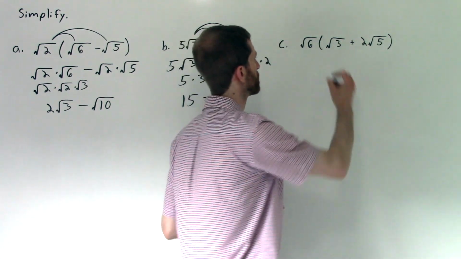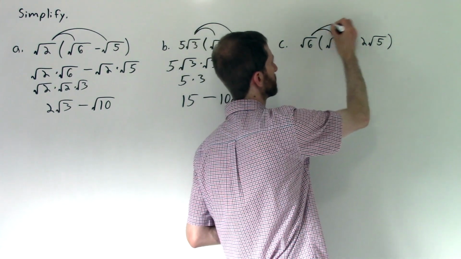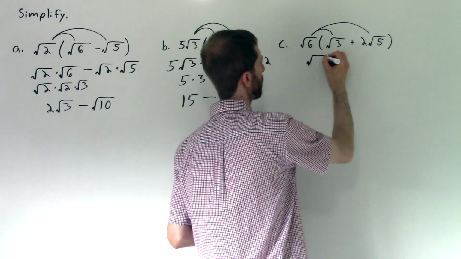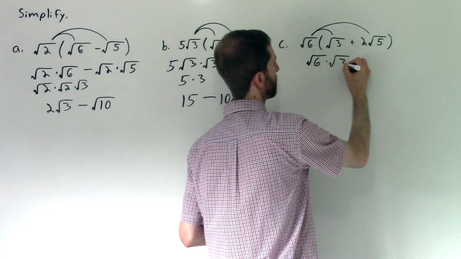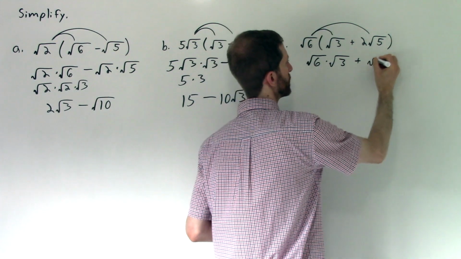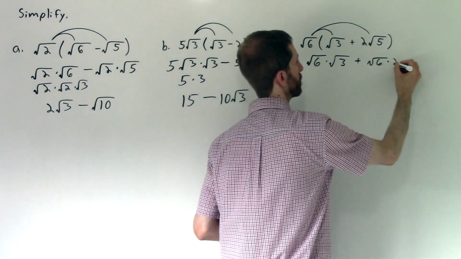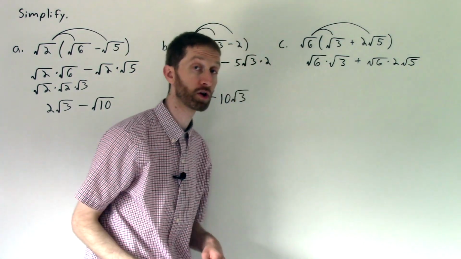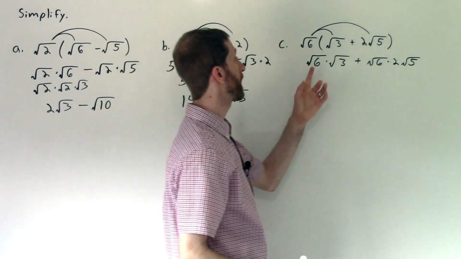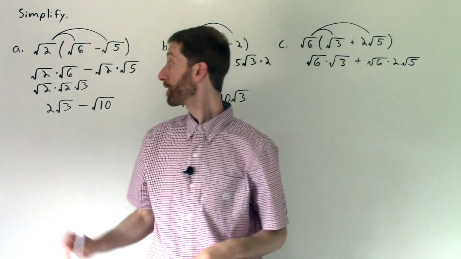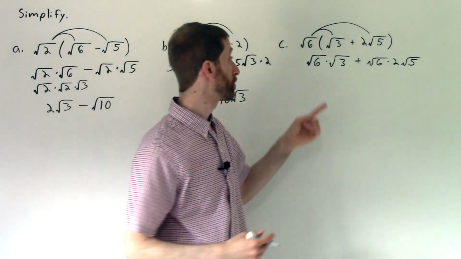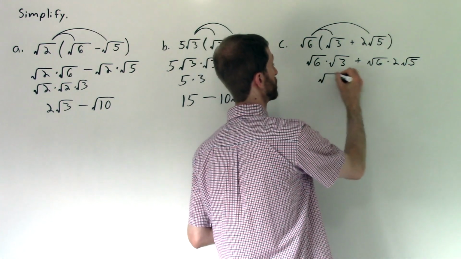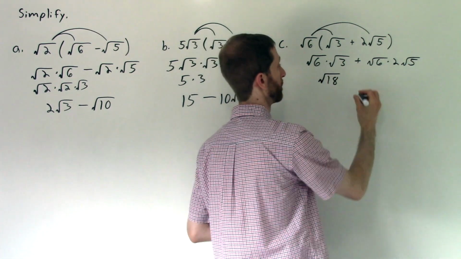Okay, again, we're going to distribute root 6 times root 3 and times 2 root 5. So I'll show you mentally what's going on. Root 6 times root 3 plus root 6 times 2 root 5. Okay, so we have distributed the square root of 6 to both terms over addition. Now, again, I'm going to do this one differently than I did this one. Here, you could split it into root 3 times root 2 and simplify it, or you could rewrite it as root 18. I'll do it this way now.